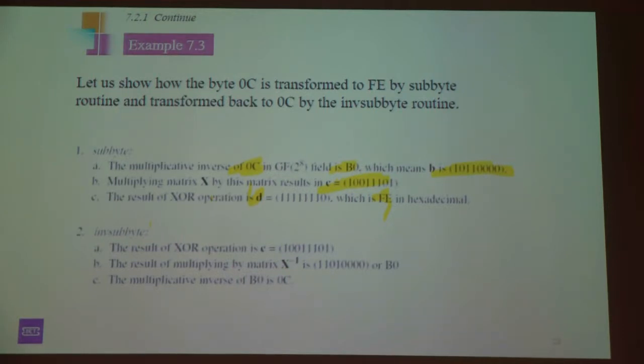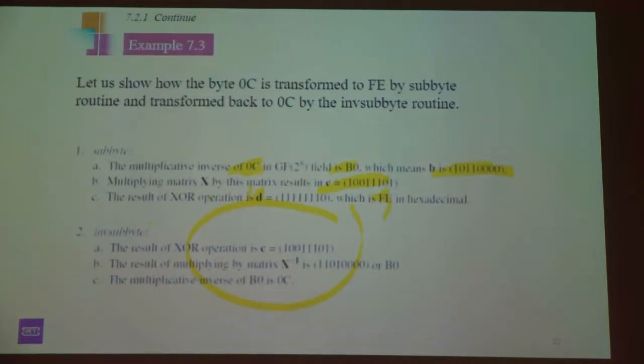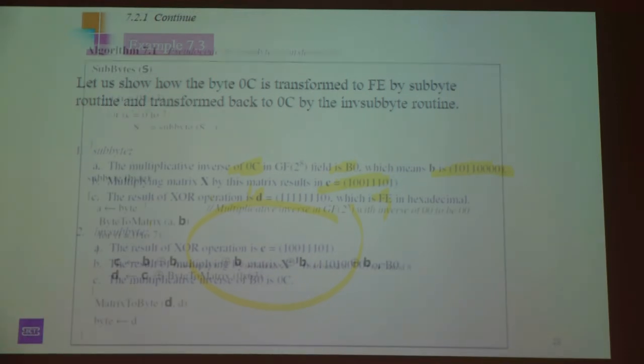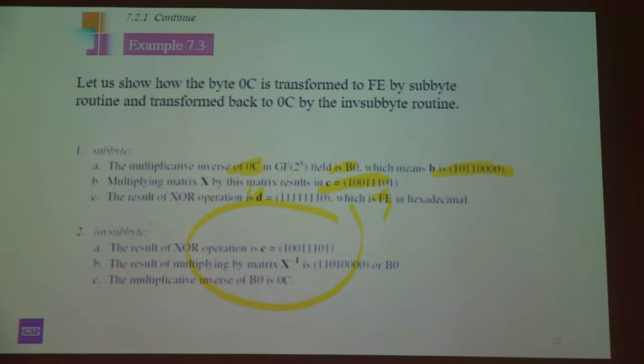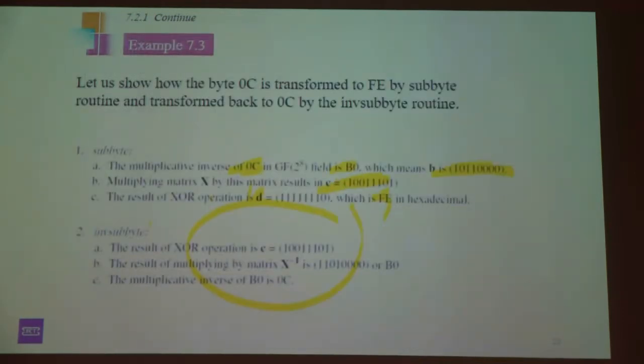That's exactly how the table is done. And you could reverse the operation. Where is the reverse of the operation? It is in here, right? If you start with FE, I'm sorry, if you start with FE here, you're going to end with 0C.